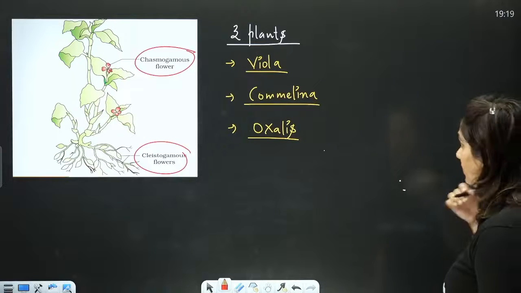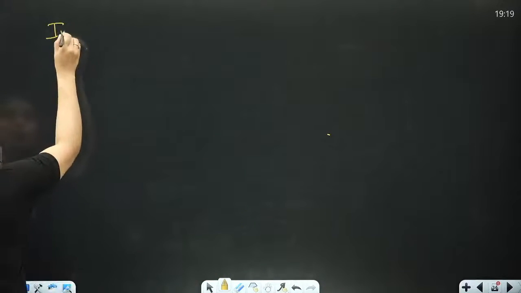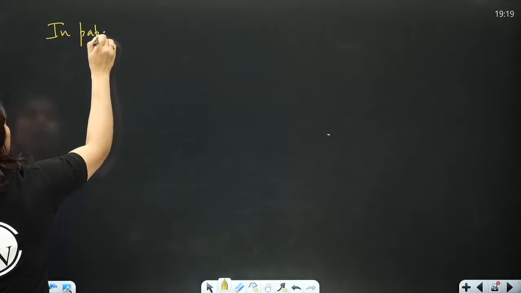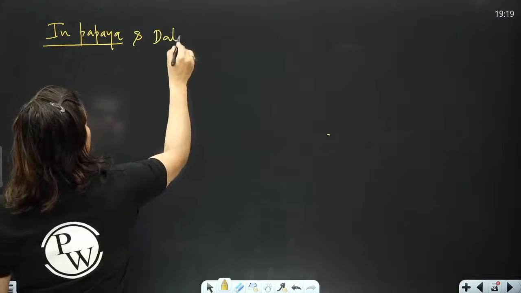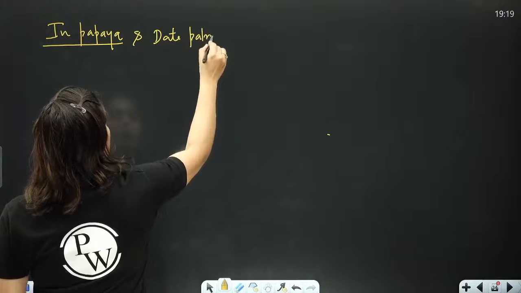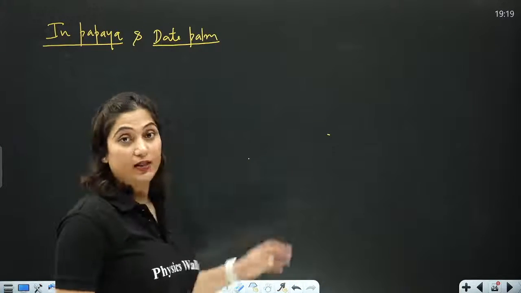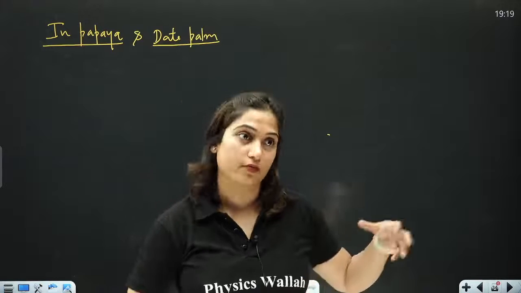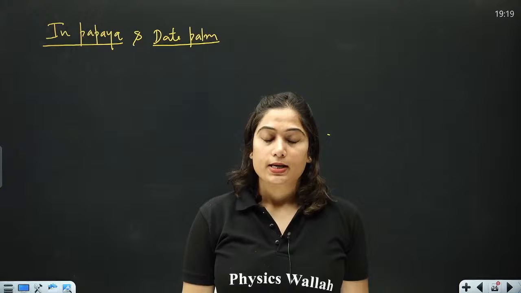Okay, now let's see what kind of question comes from this portion. They will ask that in papaya and date palm, what is possible and what is not possible? I have told you this in the chapter reproduction.